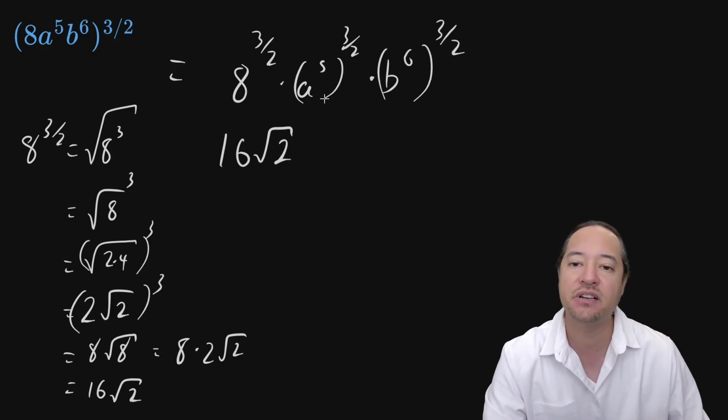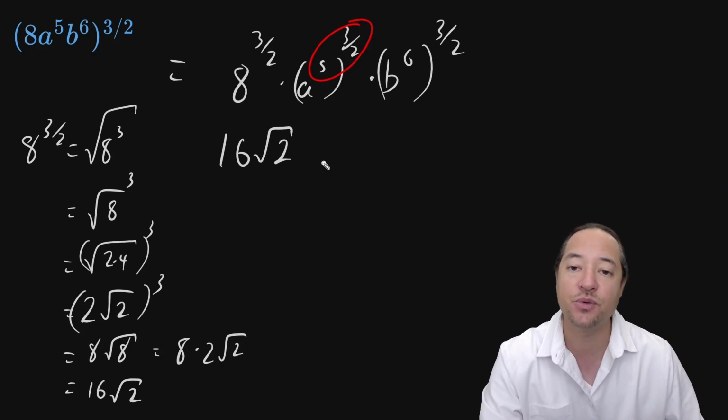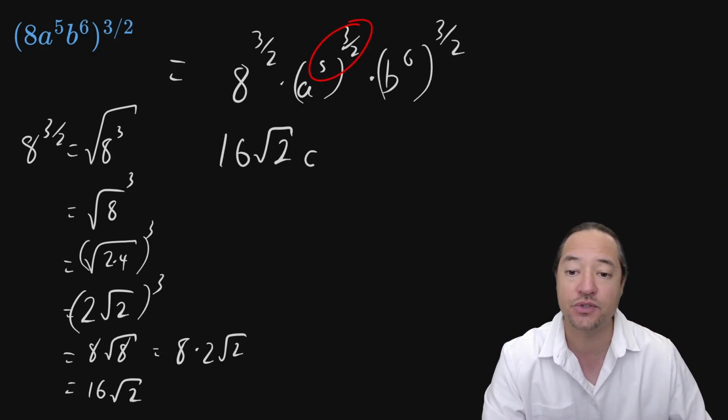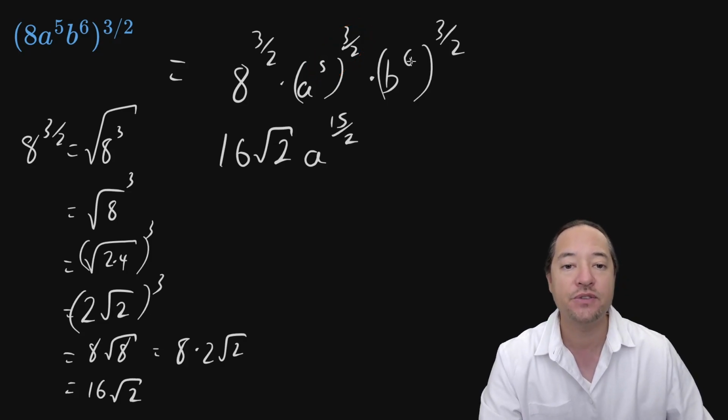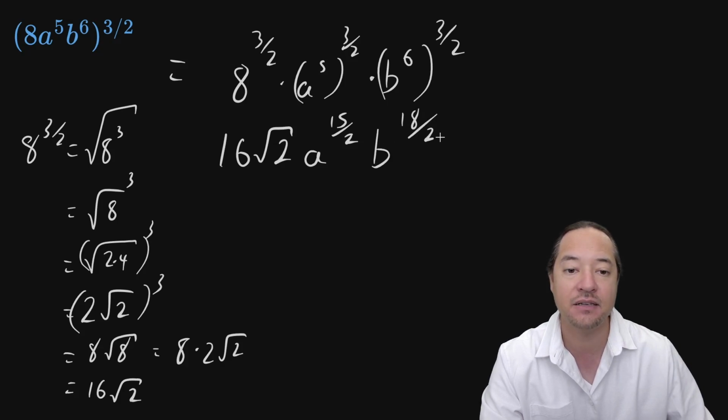Now for this next part, we just multiply these two exponents together. So this is going to be equal to a to the 15 over 2. And then we do the same thing here. This is a 6, so 6 times 3 is 18, so this is going to be b to the 18 over 2.